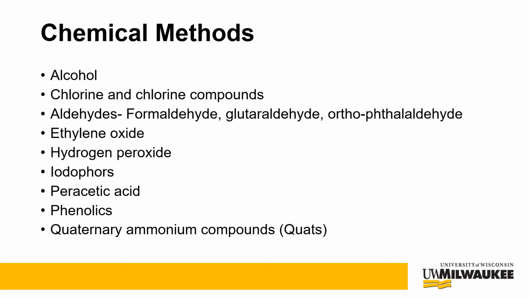These include alcohol, such as 70% ethanol, chlorine and chlorine compounds, such as bleach, aldehydes, including formaldehyde, glutaraldehyde, and orthophthalaldehyde, ethylene oxide gas, hydrogen peroxide solution and vaporous hydrogen peroxide, iodophors, such as iodine, peracetic acid, sometimes in combination with hydrogen peroxide, phenolics, such as Lysol, and quaternary ammonium compounds or quats.